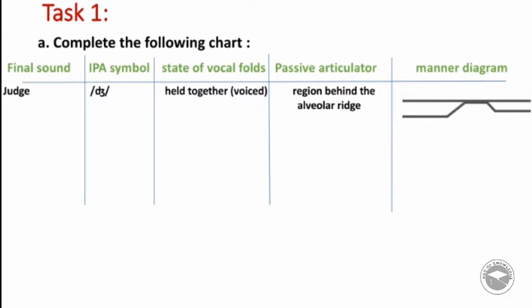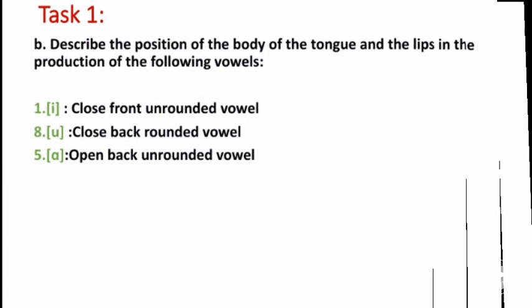The last word is judge. The final sound is J. The vocal cords are held together, the sound is voiced, and the passive articulator is the region behind the alveolar ridge. And here is the diagram for the affricates. We're done with the consonants, we move on to vowels.